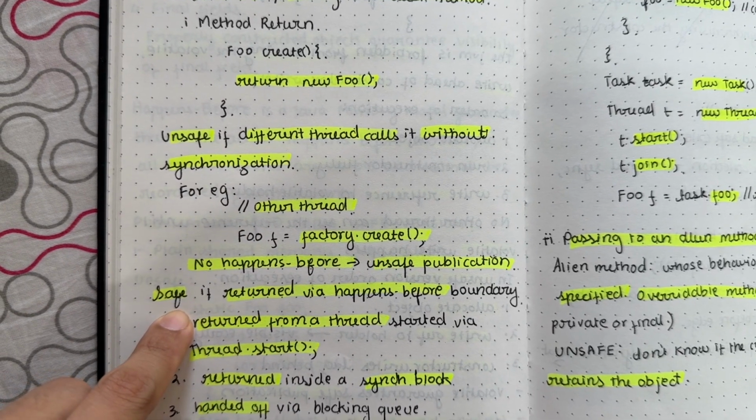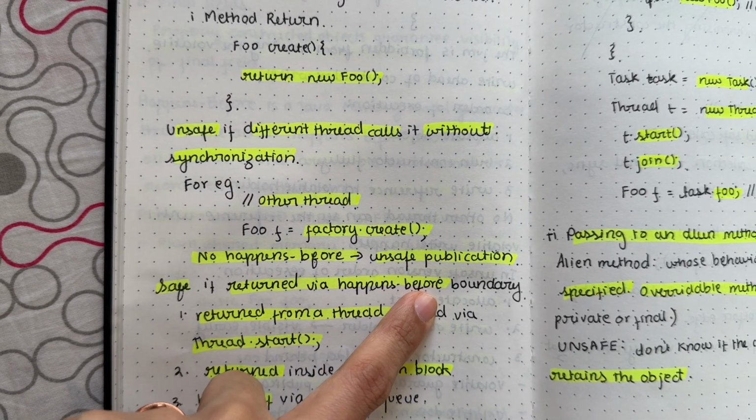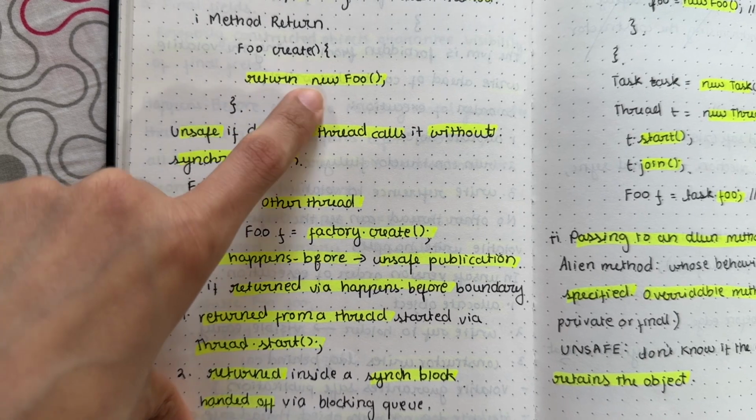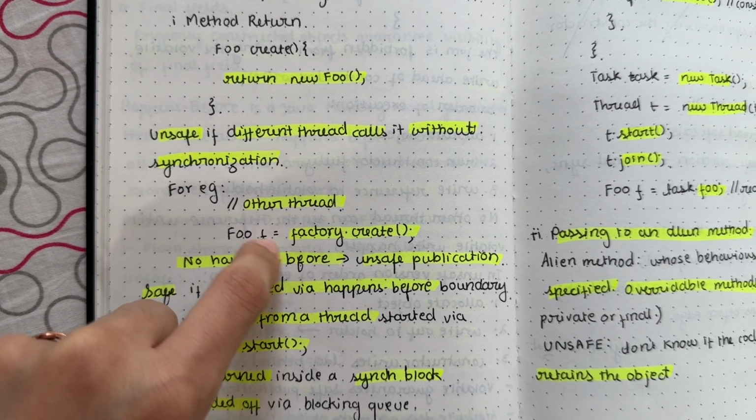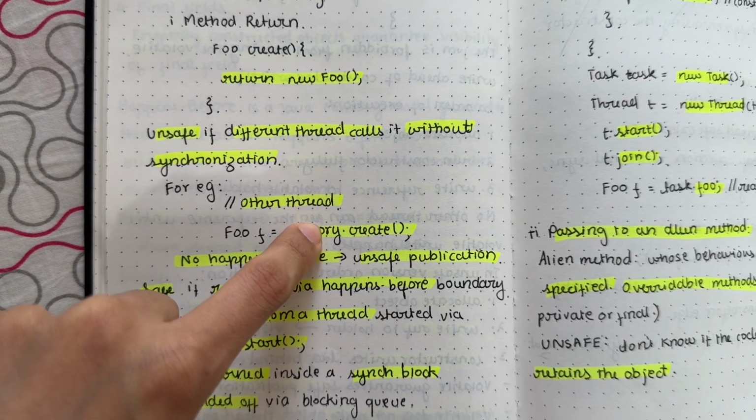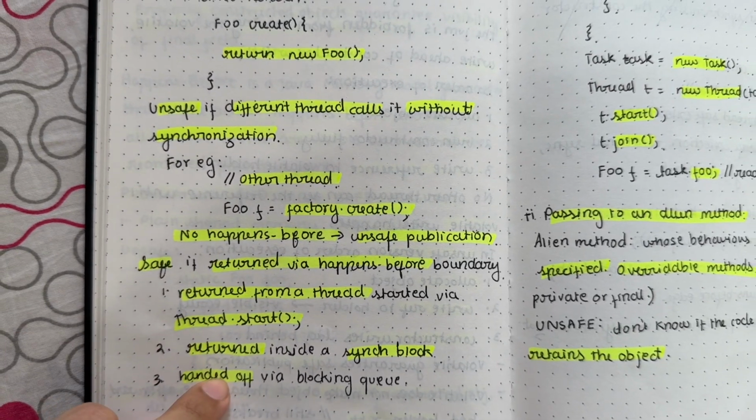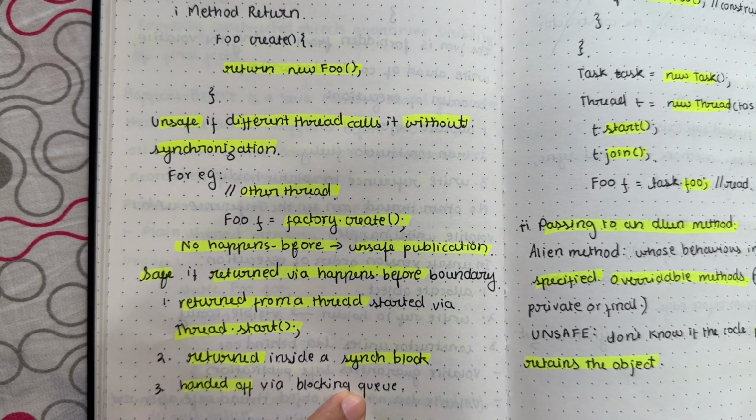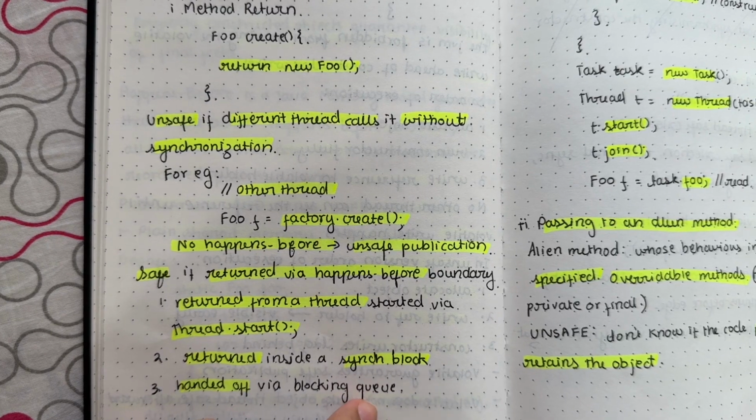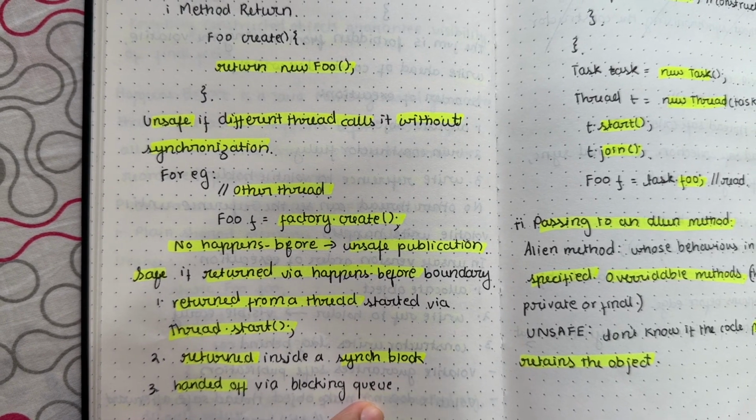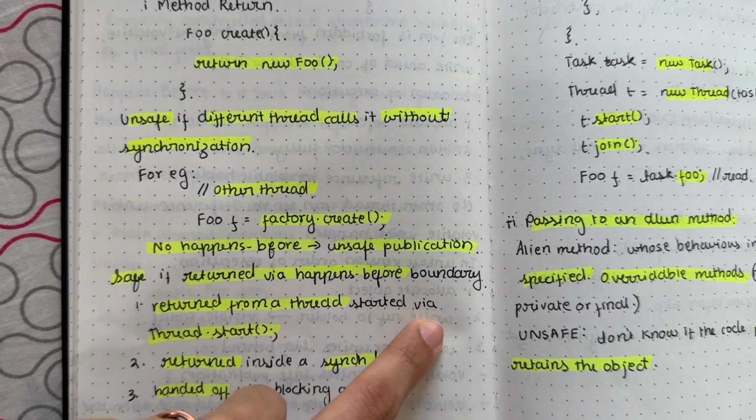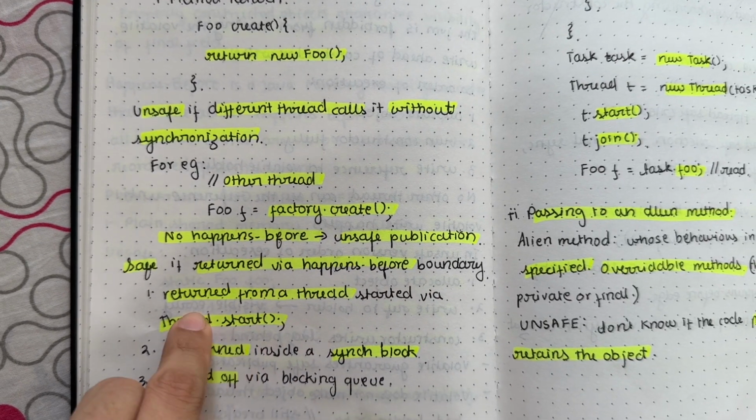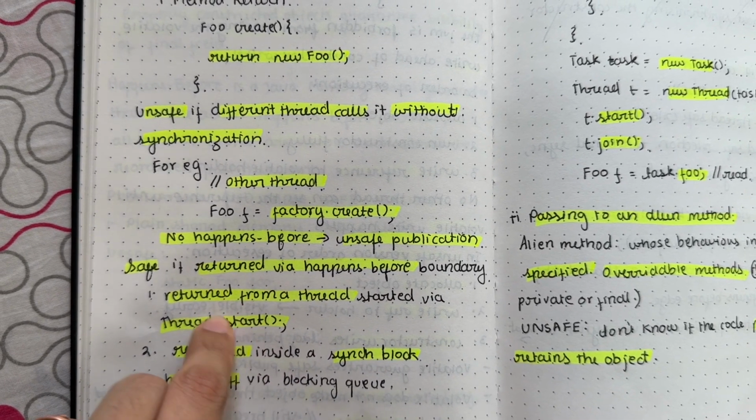In a safe version, I use a happens before relationship. I either return from a synchronized block or I make the caller call from a synchronized block. Second, I can hand off the object to a blocking queue, which the other thread then uses to get the object from there. Third, I can return from a thread started via thread.start. Now what does this mean? Let's look at an example for this.